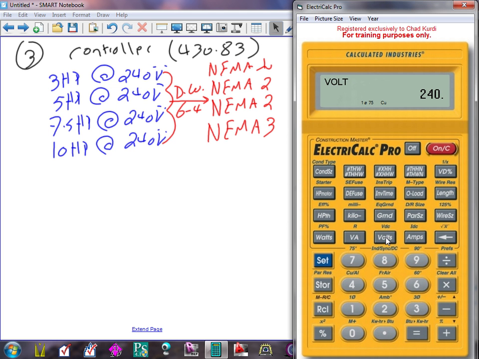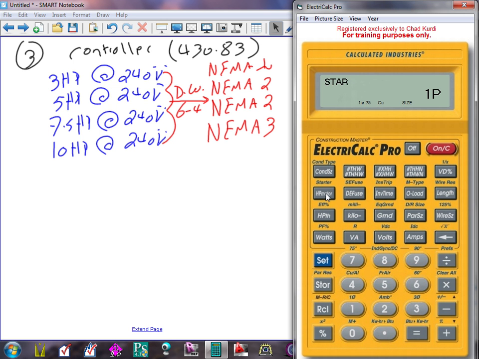The horsepower that I have, the first horsepower, is 3 horsepower. Hit horsepower. Can you guys see the starter right above the horsepower? So you're going to hit set and hit starter. NEMA what? NEMA 1. You got the NEMA 1 directly. Can you guys see that? You have to hit set horsepower again. Let's do the second one. The second one was 5 horsepower. Hit horsepower, and then set and hit horsepower again.